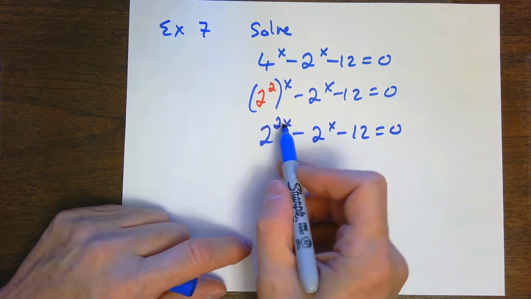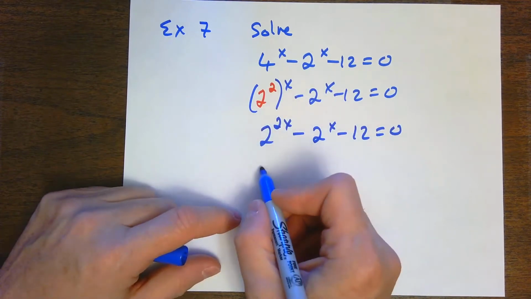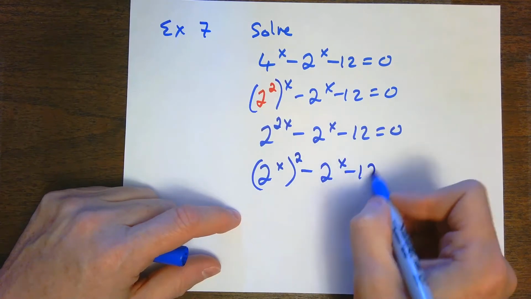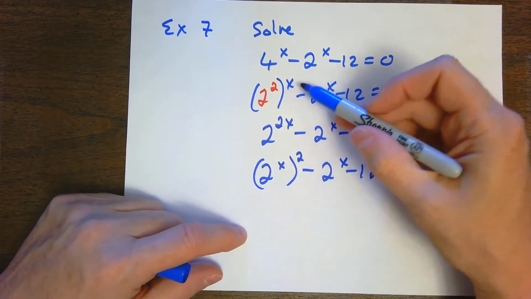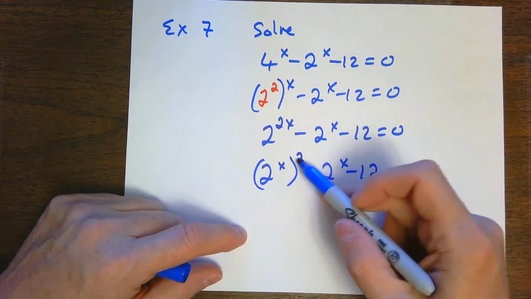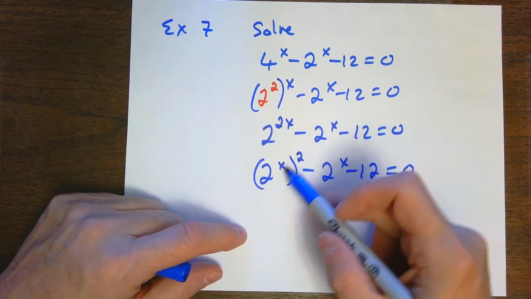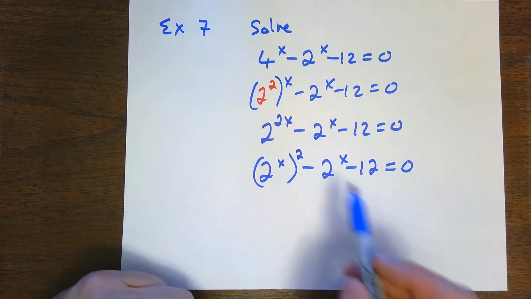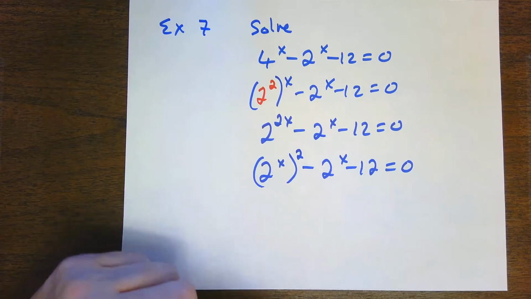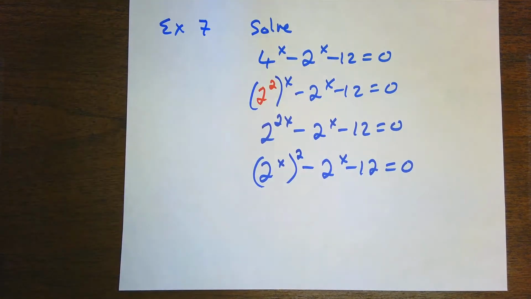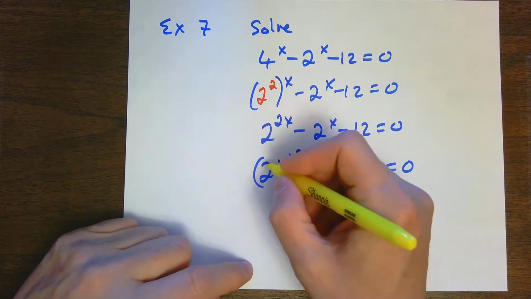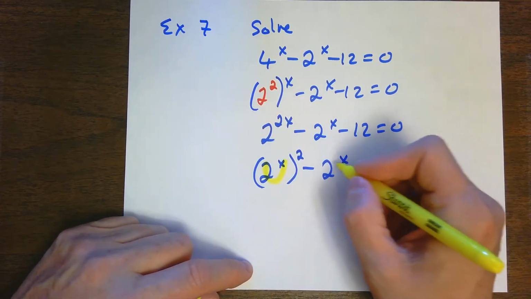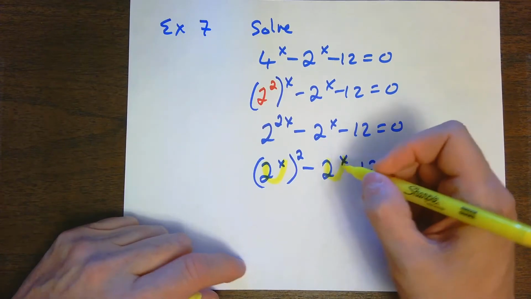I could rewrite this. This was 2 to the 2 to the x. I'm going to rewrite it as 2 to the x, squared, minus 2 to the x minus 12 equals 0. Okay, 2 to the x squared and 2 to the 2x are all the same thing. Why am I looking at this? Because now I've actually got it in quadratic form. I've got something, I'm going to put a great big U here, squared, and the same something here.